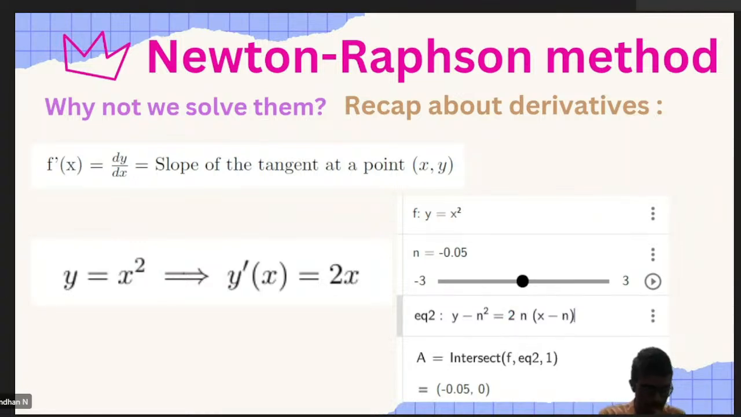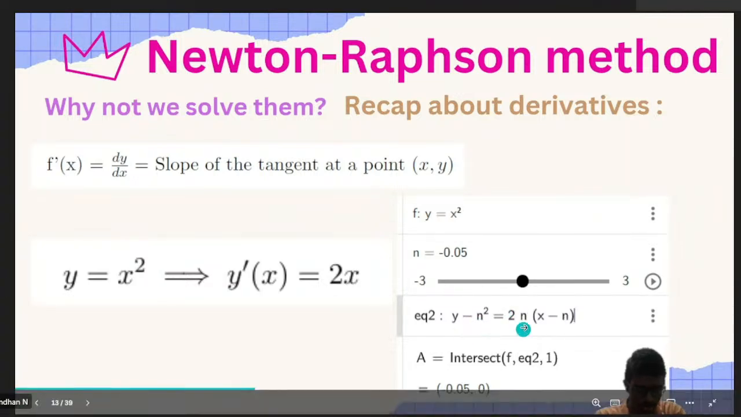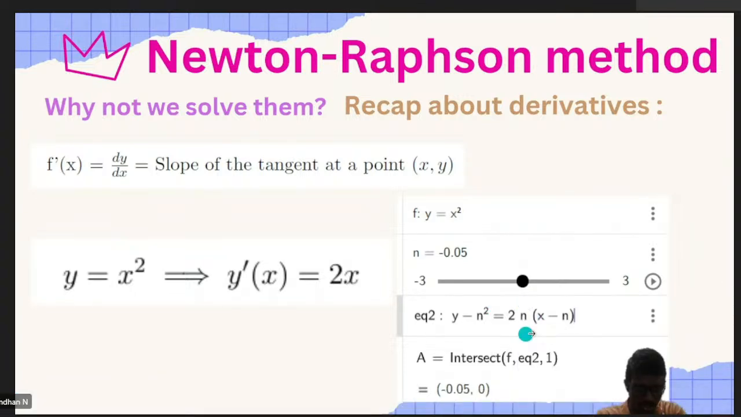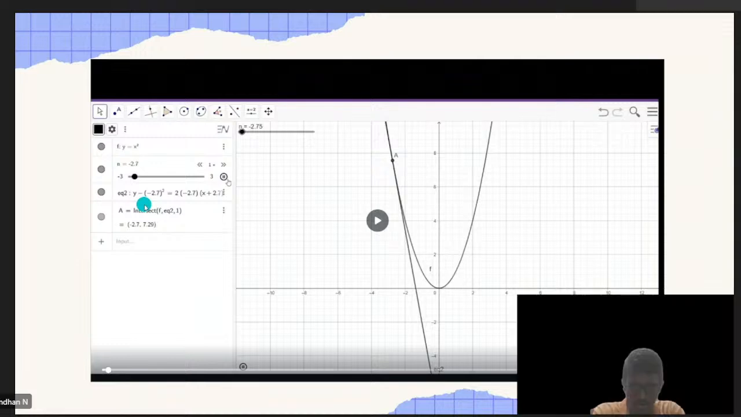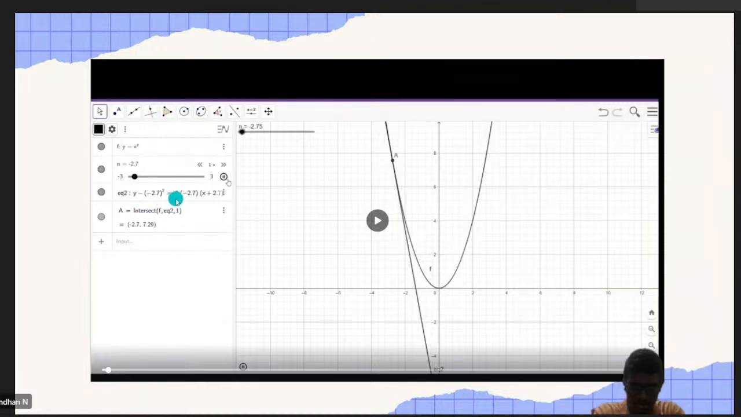So the slope is 2n. So I've done y minus y1 equal to m into x minus n. This 2n is obtained from this derivative. y dash of x is 2x, right? So let's see what it is then. You see this graph. See, I've done the same thing here. If you can see, this is y minus n square equal to 2n into x minus n.